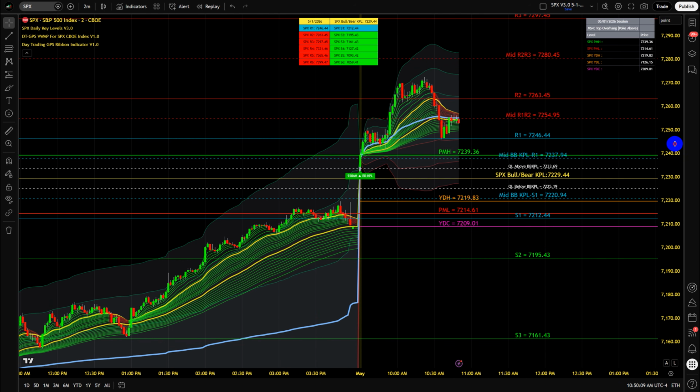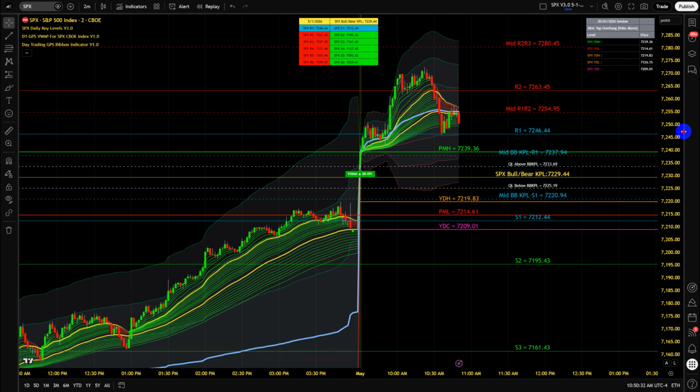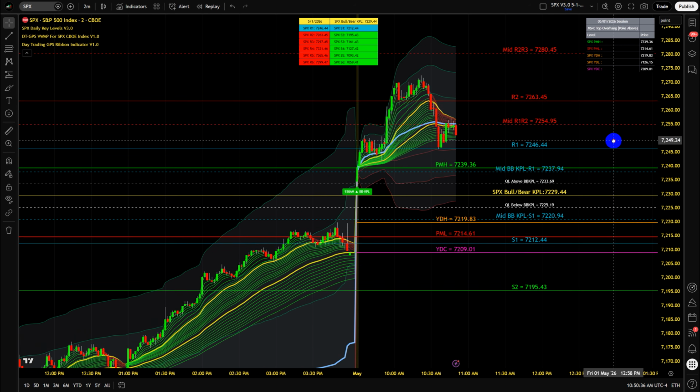But generally, most sessions, about 80% of sessions in a normal volatility environment, are going to be contained within a 2-level extension above the BBKPL to a 2-level extension below the BBKPL, at least during the initial part of the session. So you want to drill down so it's a lot easier to see these different levels.